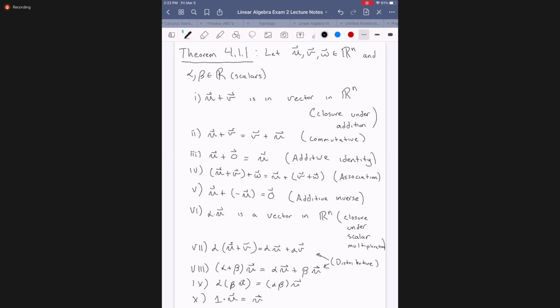By the way, if you have ever heard of the word groups, maybe in physics or something like that, all this stuff pretty much defines Rn to be a group. But anyway, there is a punchline to this, so don't worry, we're almost to that part. Okay, so let's go to the second theorem, 4.1.2.